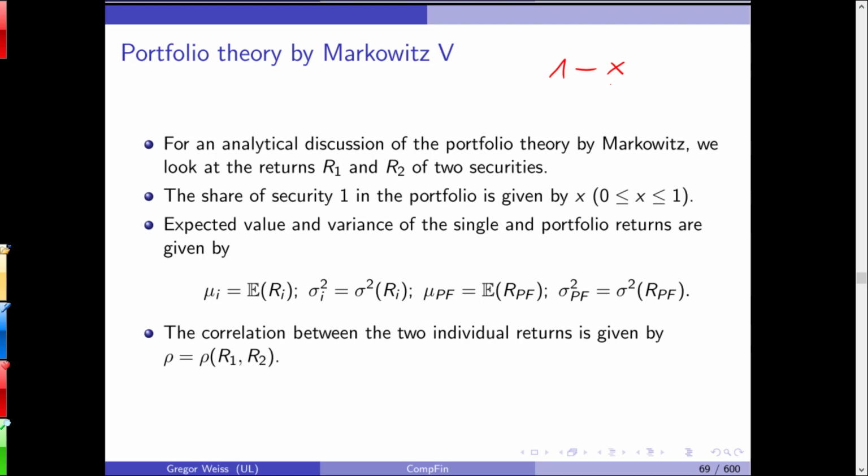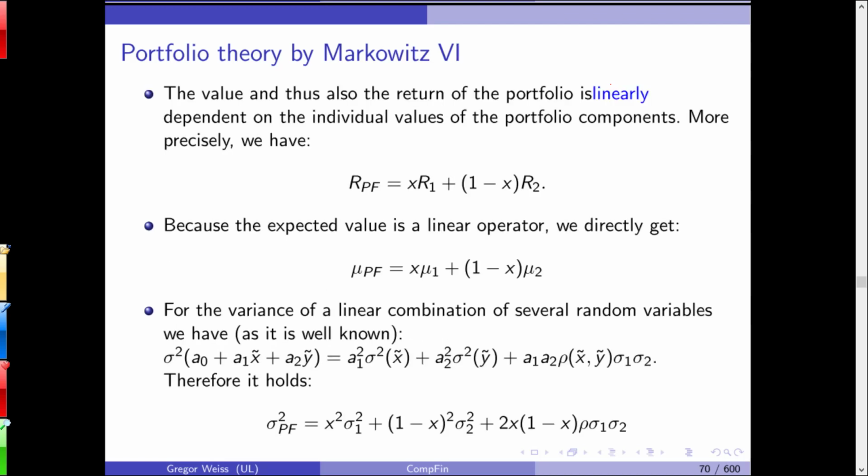And because we don't want to have very extravagant and very long notation here, we simply write mu1 and mu2 for the expected return of stock 1 and 2, sigma i squared for the variance, and mu pf and sigma squared pf for the portfolio expected return and the portfolio variance. Correlation is rho. We only have two stocks, so we only have one correlation coefficient, so that's just rho.